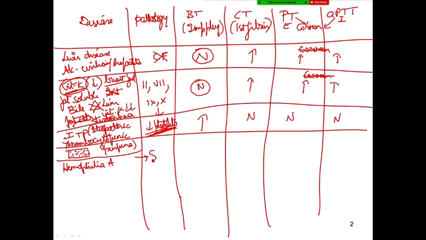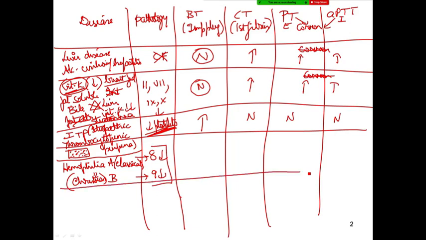Factor 8 deficiency. Factor 8 is deficient. What's the other name? Classical. Hemophilia B, deficiency of factor 9, is also called Christmas disease. So 8 or 9 doesn't matter. The clotting time test will be the same.